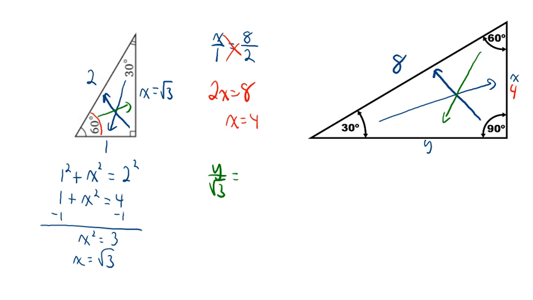And let's go with the 8 and the 2 again. 8 is the hypotenuse in the big triangle. 2 is the hypotenuse in the small triangle. Let's cross multiply. 2y equals 8 times the square root of 3. Let's go ahead and divide by 2. And I'm going to get y equals 4 square roots of 3.